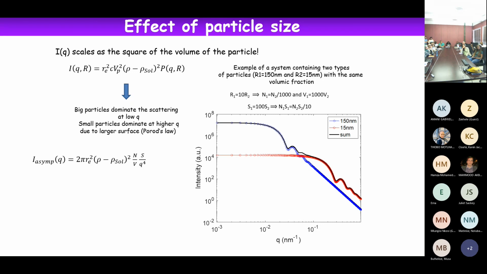This is also very interesting, because if you get something very intense at small q, it is usually coming from big particles. Everything you see at very small q is usually coming from big particles. And if you have a mixture of particles, the big particles are going to dominate the scattering at the end.